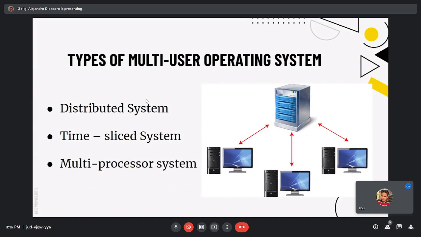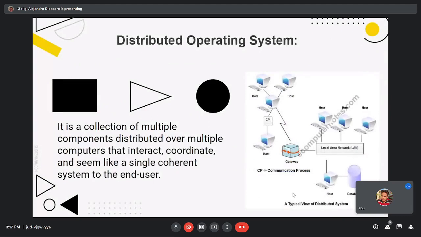Good day, everyone. I will be reporting about the types of multi-user operating system. There are three types of multi-user operating system, which are the distributed system, time slice system, and the multiprocessor system. The first one is the distributed operating system. It is a collection of multiple components distributed over multiple computers that interact, coordinate, and seem like a single coherent system to the end user.